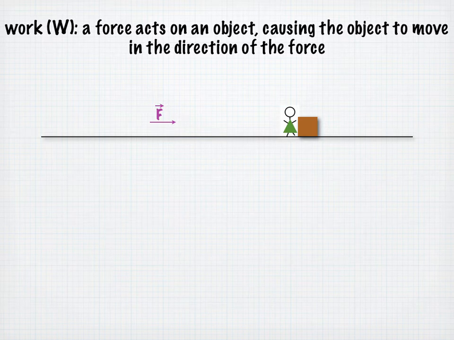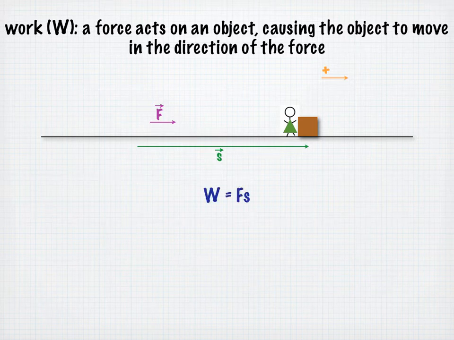Let's say the displacement of the box that I move is given by S. Let's also say that the positive direction is to the right. In this case, the net force on the box is in the same direction as the displacement of the box, and the work is found by multiplying the magnitude of the force and the magnitude of the displacement.